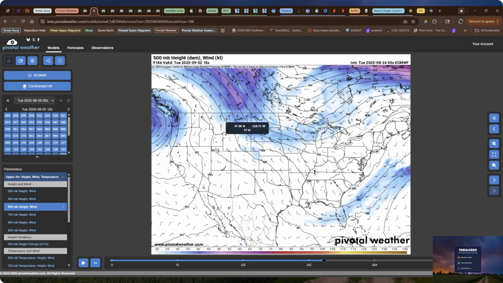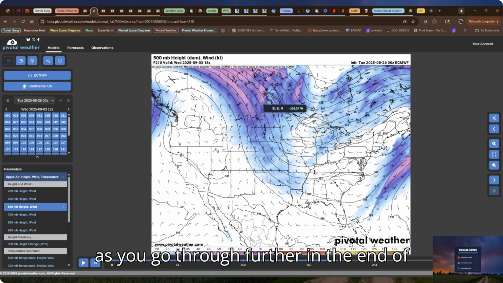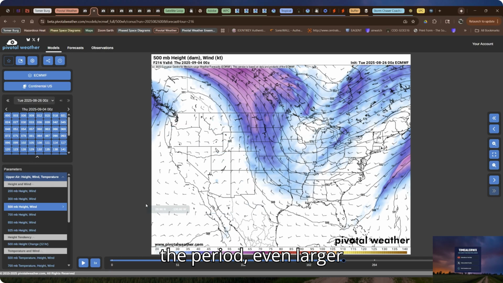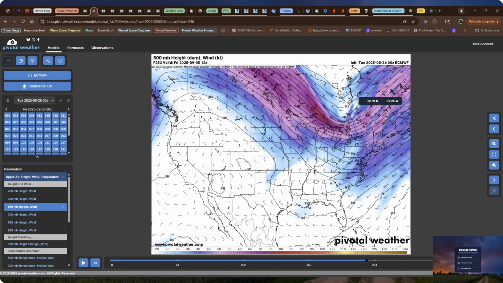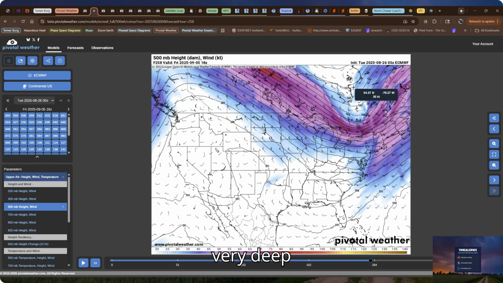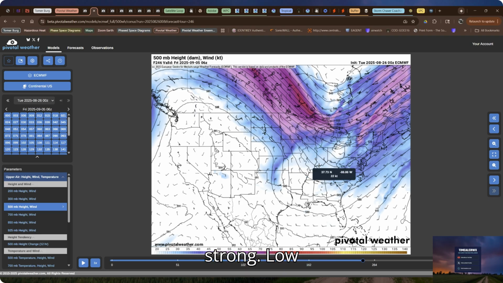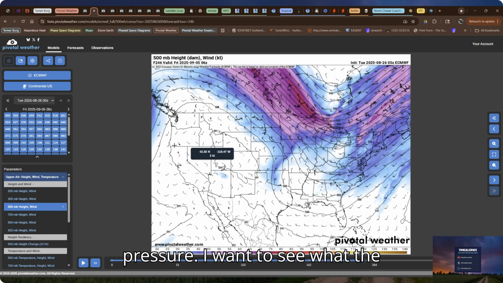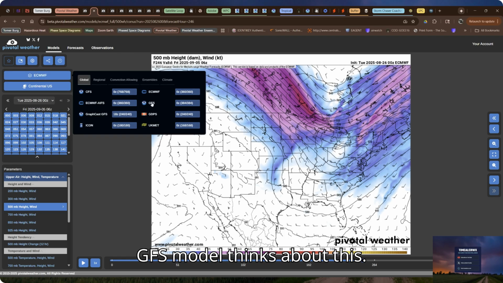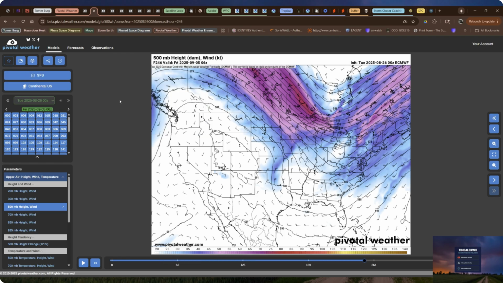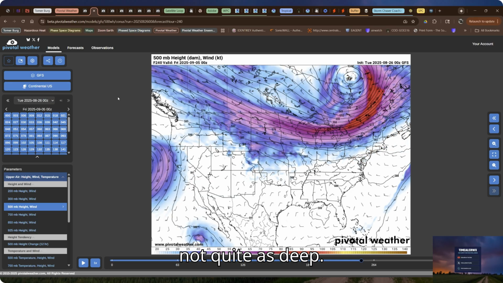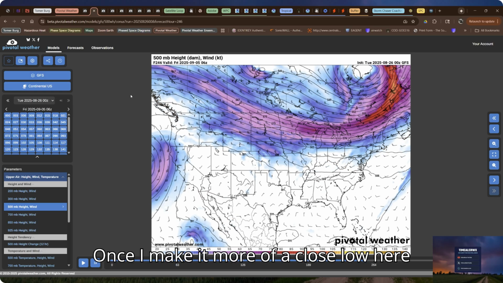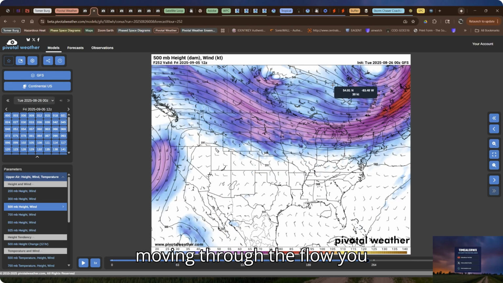And as we go further into the end of the period, even larger high pressure builds in here. Wow. This is very deep, strong low pressure. I want to see what the GFS model thinks about this. Compare it. Not quite as deep. Wants to make it more of a closed low here, moving through the flow.